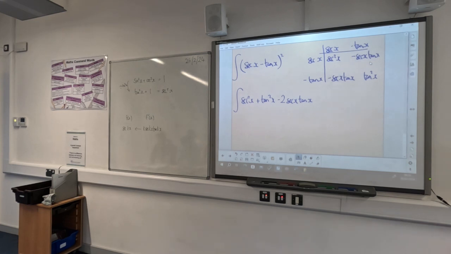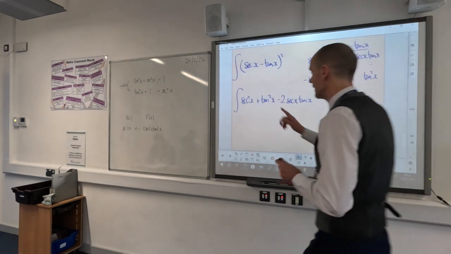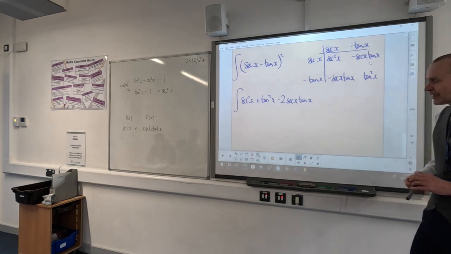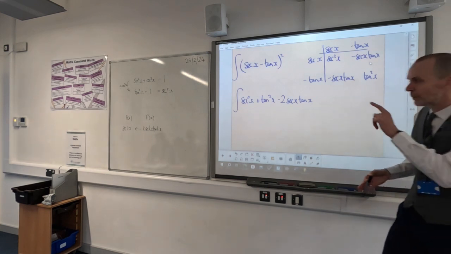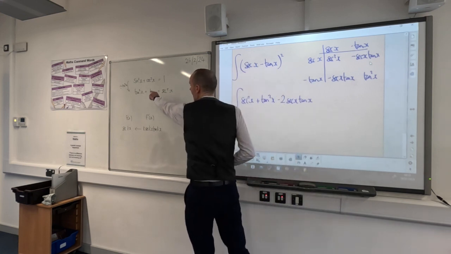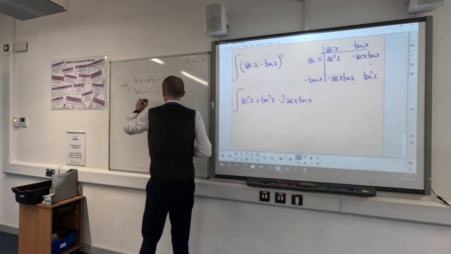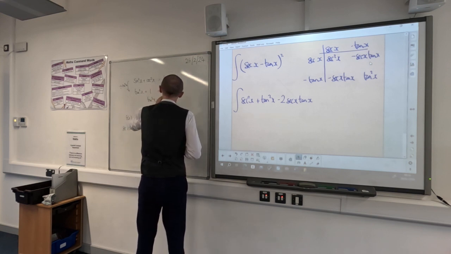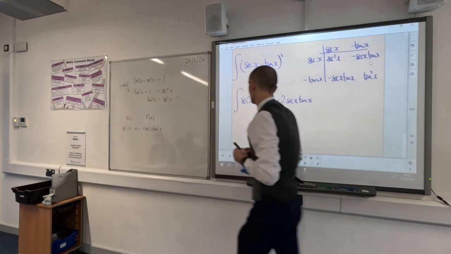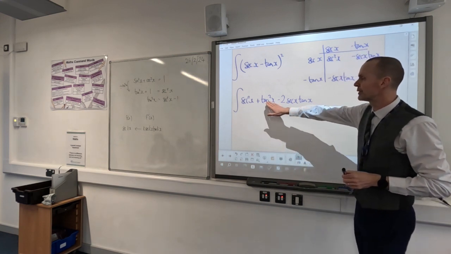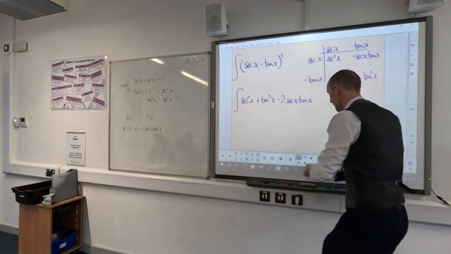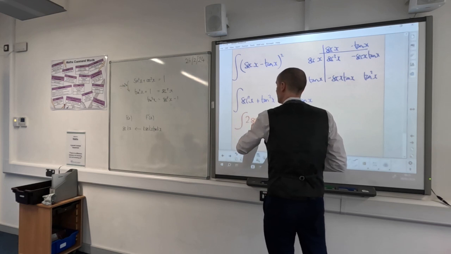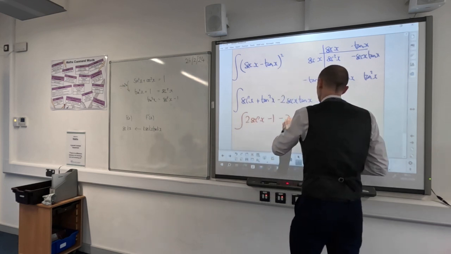Sec squared x we can integrate. It just becomes tan x, nice and easy. Tan squared x, well, we use the identity, which I've put on the board already, and that gives you sec squared x minus 1. So if I replace that with sec squared x minus 1, then altogether there I've got two lots of sec squared x minus 1.